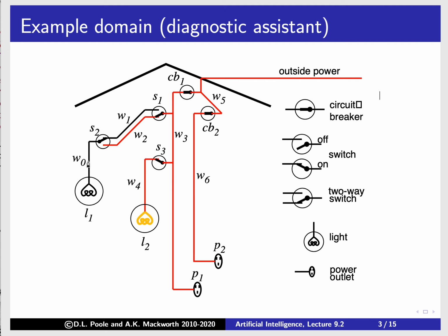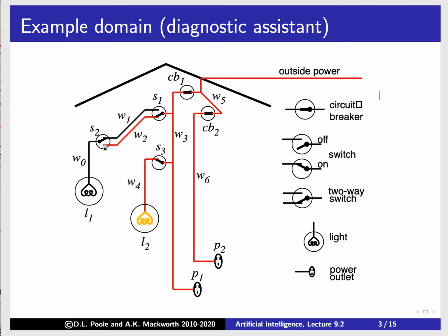the wire here, and whether there's power in here depends on the position of the switch and whether there's something in the wire, and it's independent of everything else. This is how we're going to exploit it, right? So whether L1 is lit only depends on whether there's power in W0.